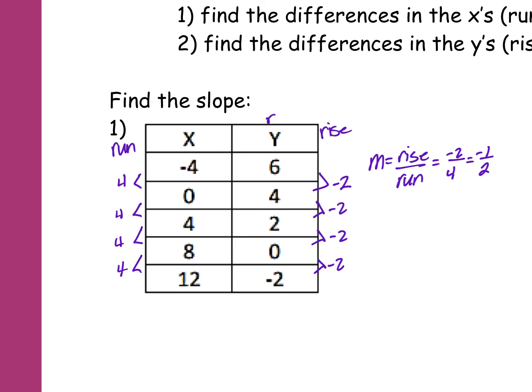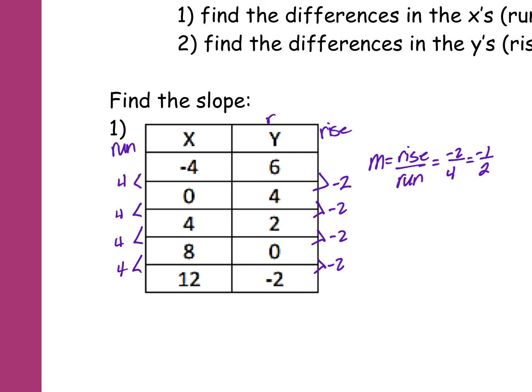2 fourths. Divide by 2. 2 divided by 2 is 1. 4 divided by 2 is 2. 1/2. So y goes over x. What goes into both 2 and 4? 2, right? 2 divided by 2 is 1, and 4 divided by 2 is 2. 1/2. Okay? Nice.